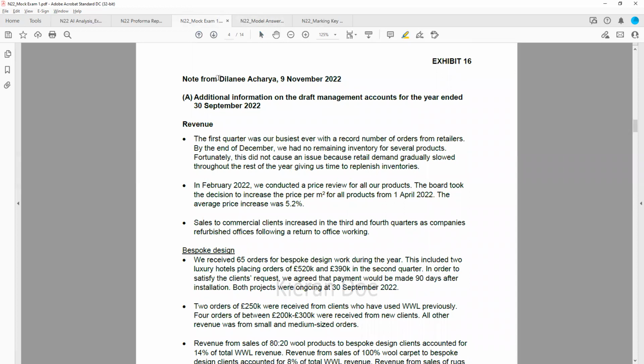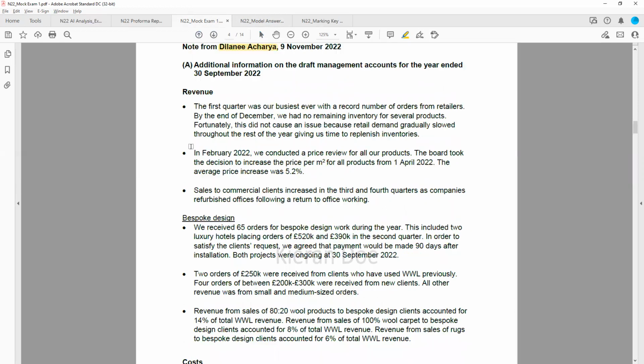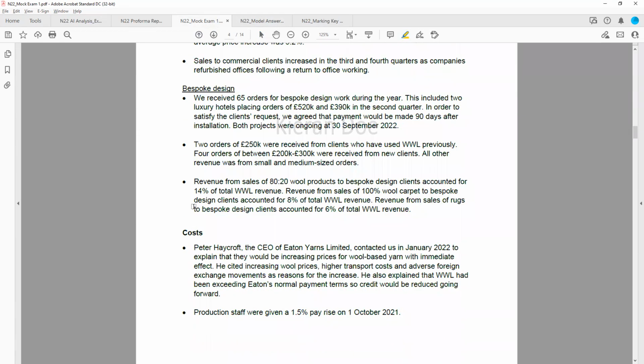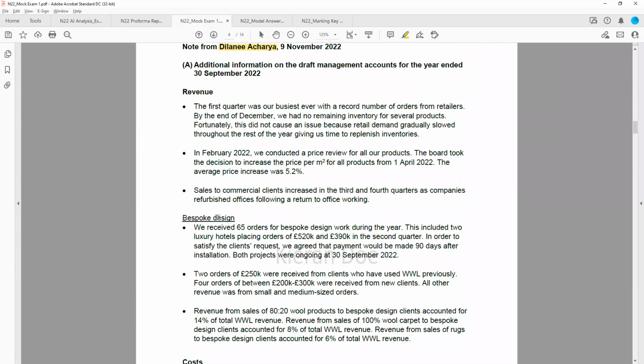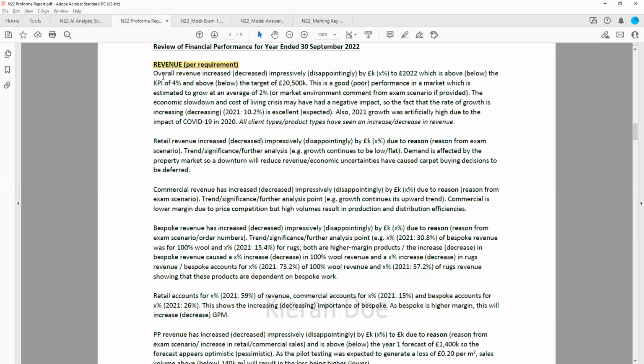And we have here a note from the FD. So additional information on the draft management accounts. We've got a revenue section here, and a bit more on bespoke design, and we've got costs further down. So the first quarter was our busiest ever. So it's the first quarter with a record number of orders from retailers. That's clearly going to be a reason why retail revenue has gone up. So you might want to start putting these in on your pro forma report now.